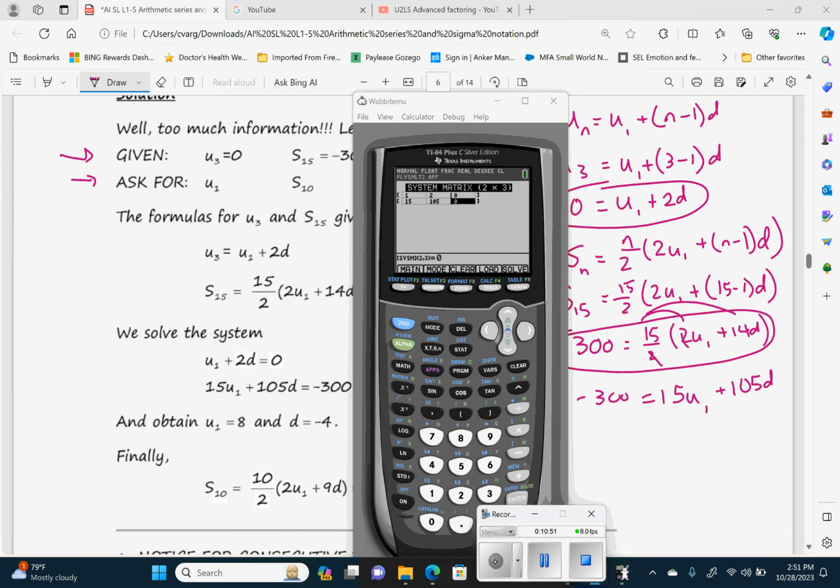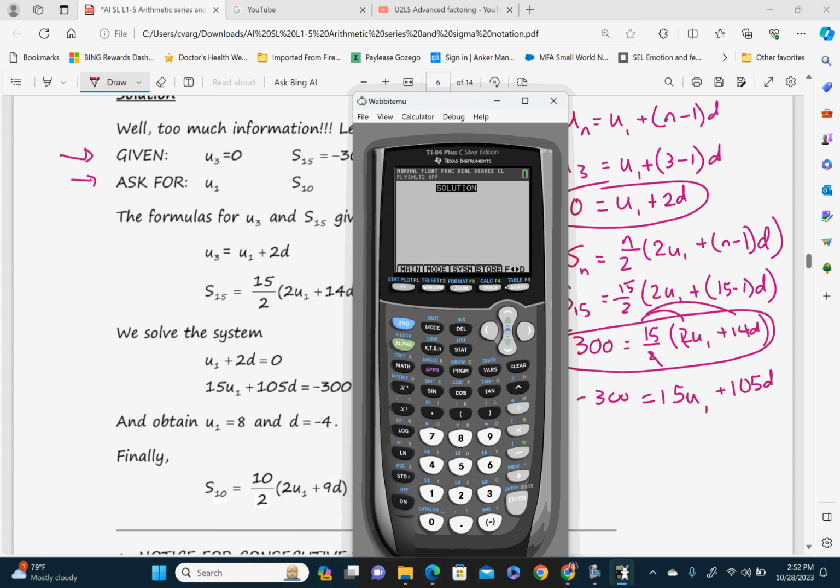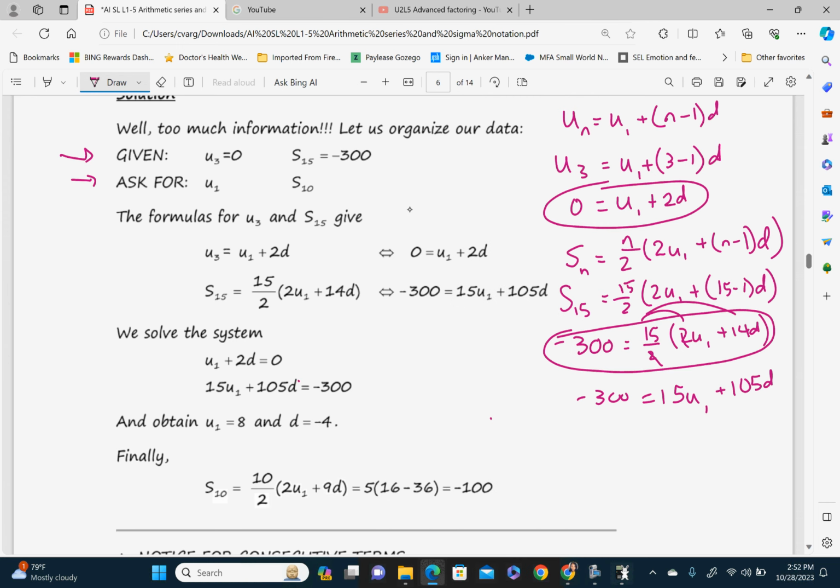My calculator gave me 0, so I know something is automatically wrong, and when I went back to look, I didn't hit enter after this negative 300. That is a common mistake. Now I'm going to hit solve, and I get my U1, which is 8, and my common difference is negative 4. So now let's go ahead and write that down. Our U1 is equal to 8, and our common difference is negative 4. So that is definitely something that we needed.